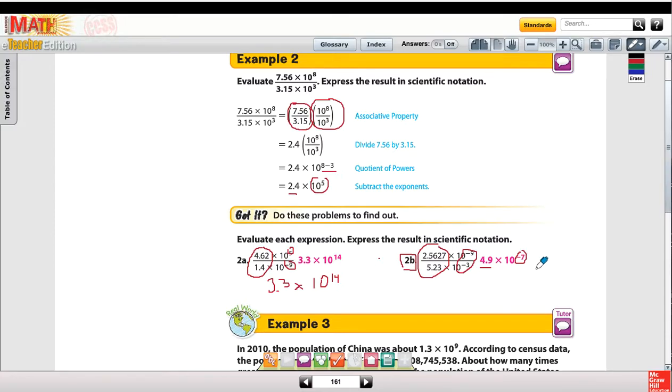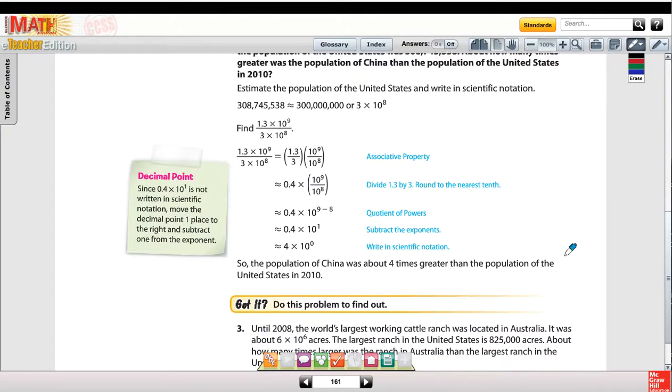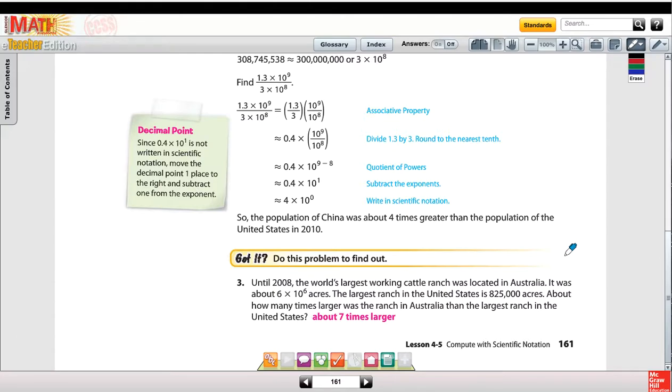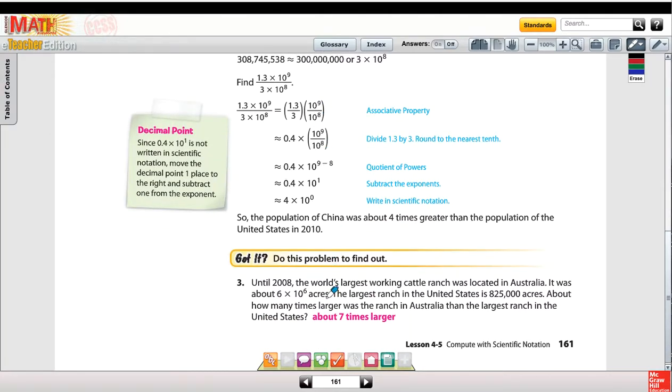Okay. On example 3 on page 161, there is a story problem there, and when it's asking you to compare, in this case, how many times greater was something than something else, you're going to actually divide those two to find out. Okay, and the answer is about 7 times larger, and you can do it this way. I just want to show you that there's another way to do these types of problems.